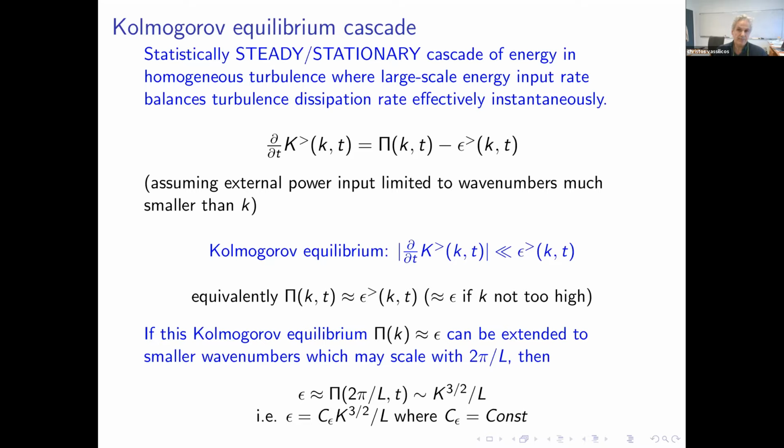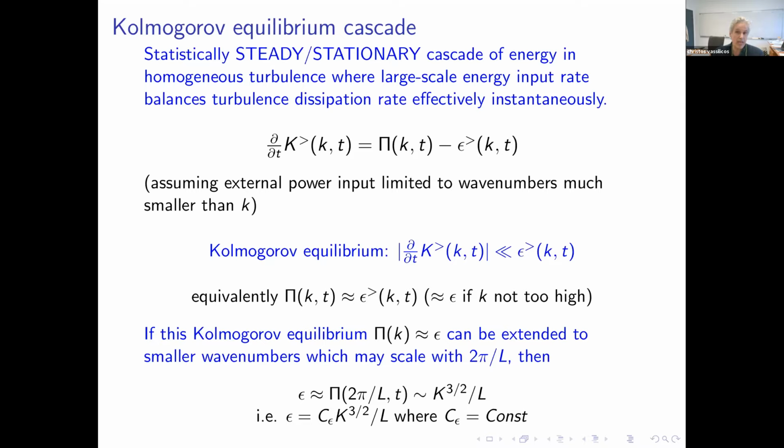So the equation I wrote here in black at the top is the time derivative of the kinetic energy in wave numbers larger than k. So this is now a homogeneous turbulence. You can define different wave modes. You can do a Fourier analysis of this homogeneous or periodic turbulence. d by dt of the energy in wave numbers larger than k is equal to the rate with which energy is transferred from wave numbers smaller to larger than k. And in that case, this Pi is a positive number, minus the dissipation in wave numbers larger than k.